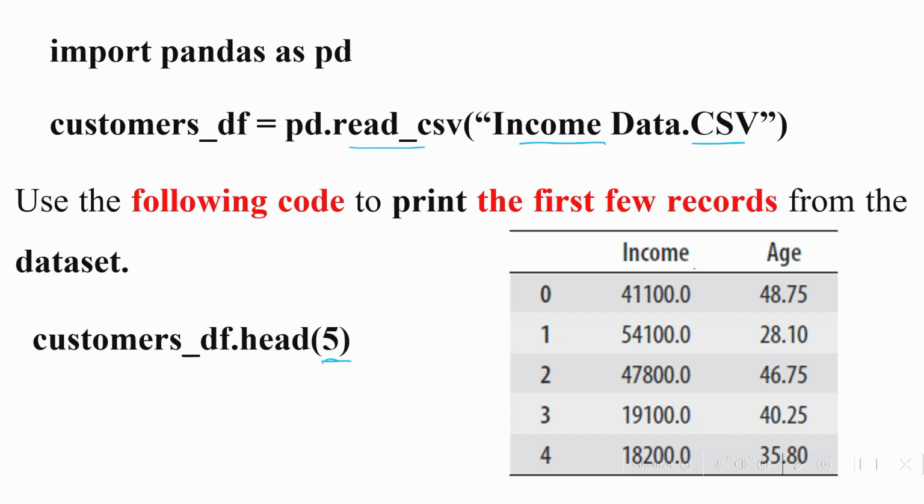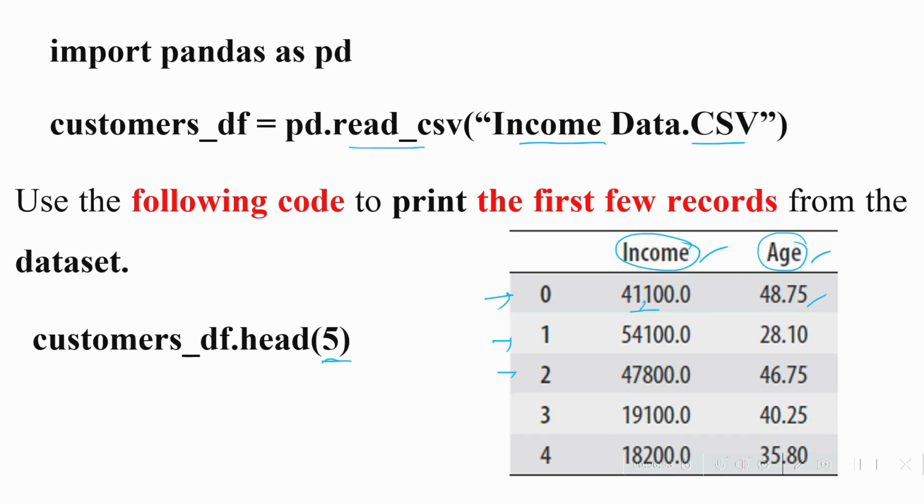It displays the top 5 rows, that is, income and age are our features. The first is indexed as 0, the second value is 1, 2, 3, 4, like that. So like that we are going to display all the things. The first row contains 41,000 as the income, and the corresponding age is 48.75, and like that we have all the incomes and corresponding age groups.